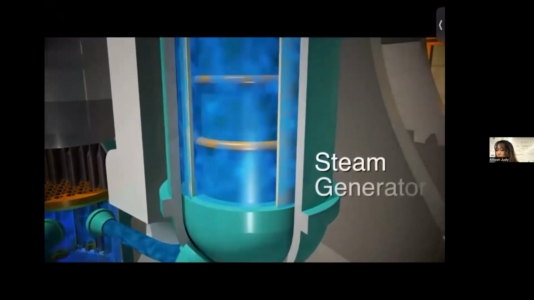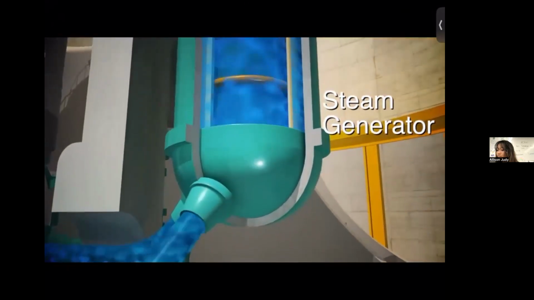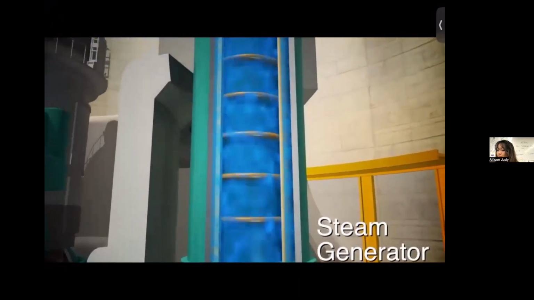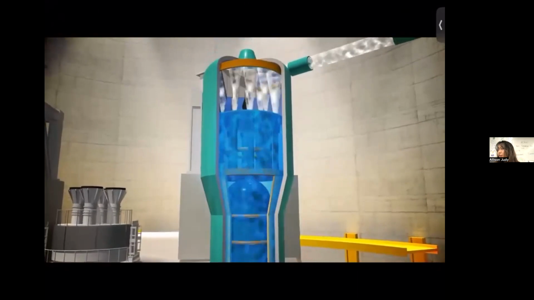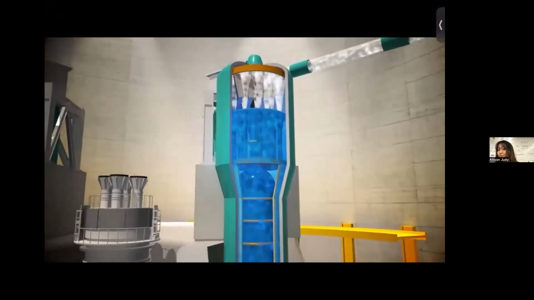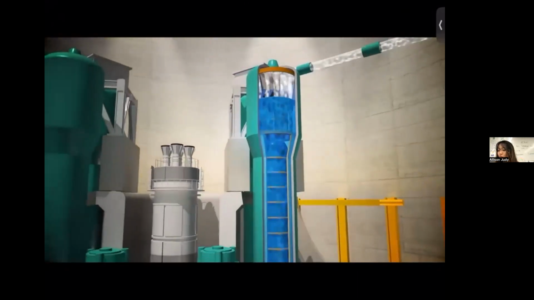When the heated water reaches the steam generators, it goes through thousands of tubes which transfer the heat to water in a separate system, where it is turned to steam. This is very similar to the coal plant. Water from the reactor and the water that is turned into steam are in separate systems and do not mix.